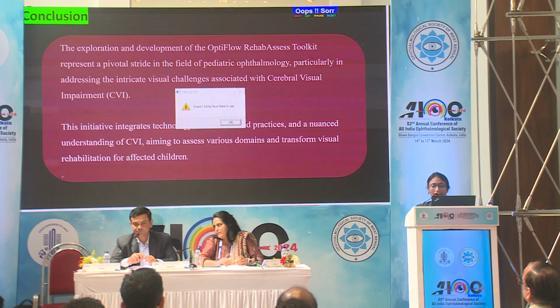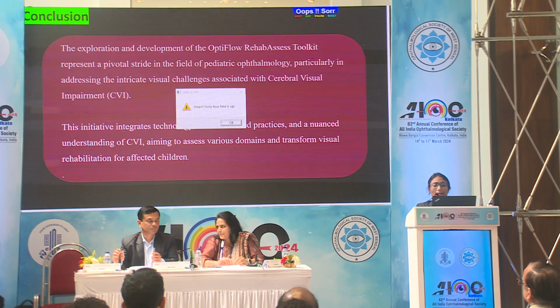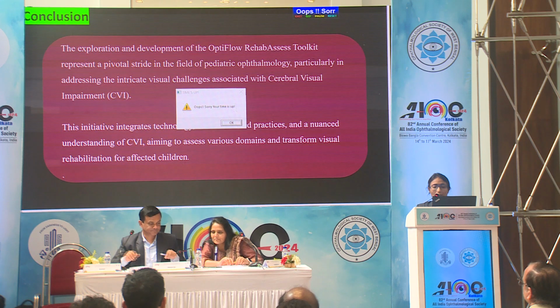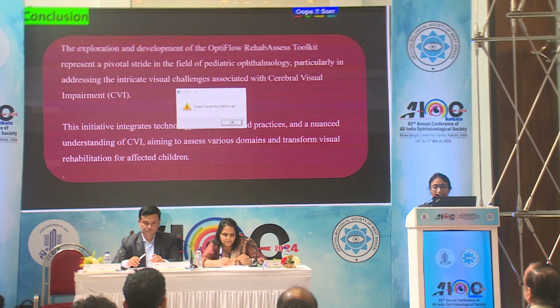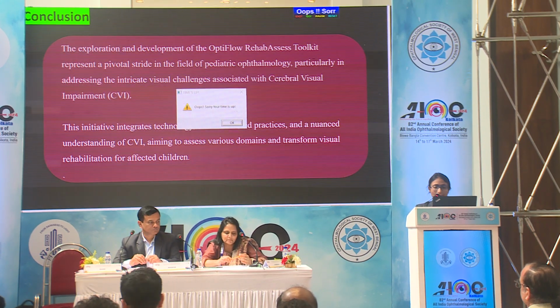The strength of the study was the RCT. So to conclude, this initiative integrates technological practices and a nuanced understanding of CVI, aiming to assess various domains and transform visual rehabilitation for affected children.